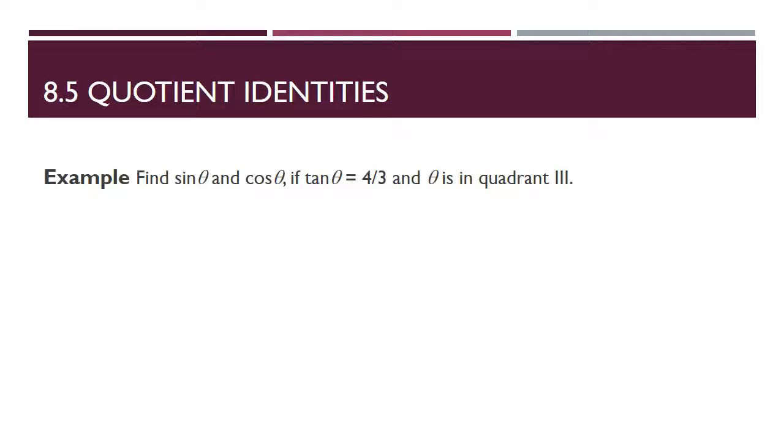Okay, now let's use some of these identities. We're going to find the sine and the cosine if the tangent is 4/3 and theta is in quadrant 3. Pause the recording, give this a try. Again, you're going to be using some identities, and then resume to check your answer.